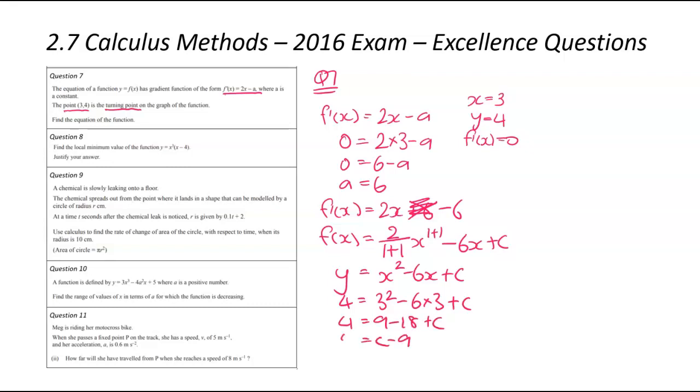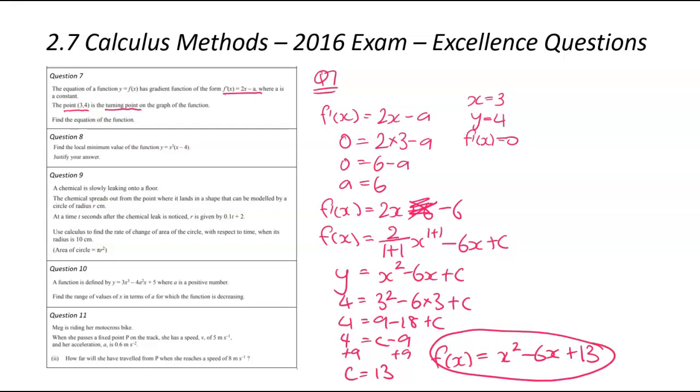c minus 9 is equal to 4. We're then going to go plus 9, c is equal to 13. And when you've got that, we know that our function, f(x), is going to be equal to x squared minus 6x plus 13. If you get all the way to the end, that's what will get you an excellence mark for this question.